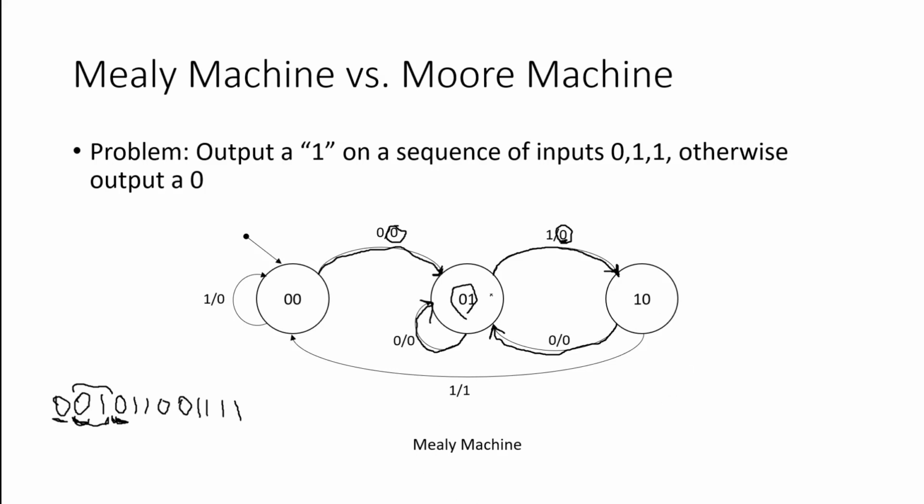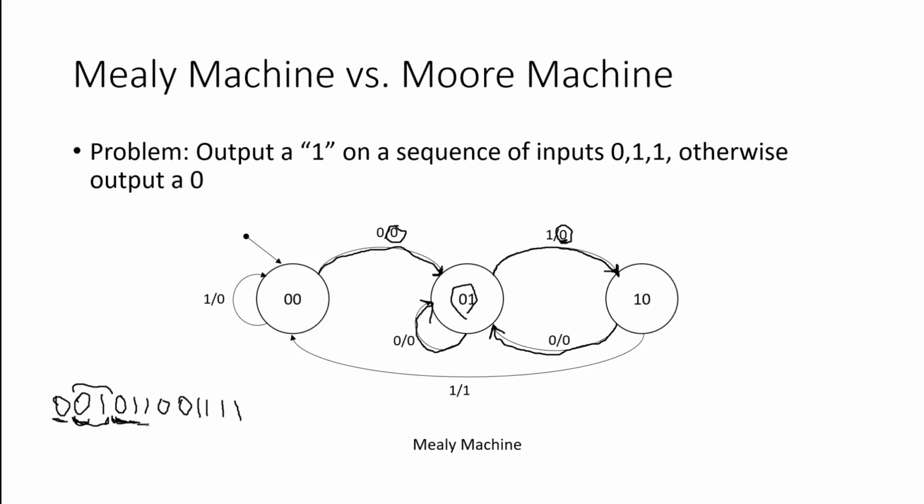All right, now when I'm in state 0, 1, and that's for this bit here, when I'm in state 0, 1 and I receive this 1 here, again, that's a potential 0, 1, 1 sequence. So I'm going to transition to state 1, 0.